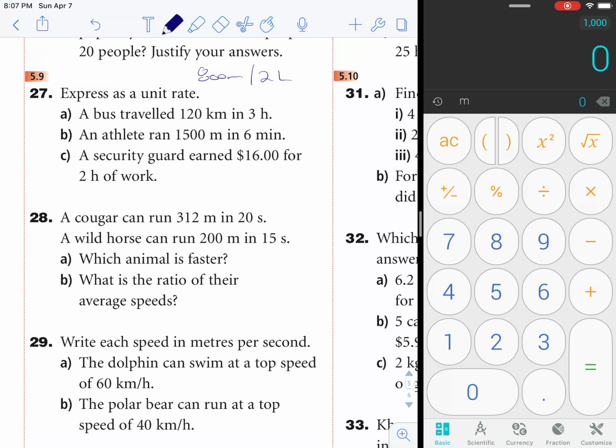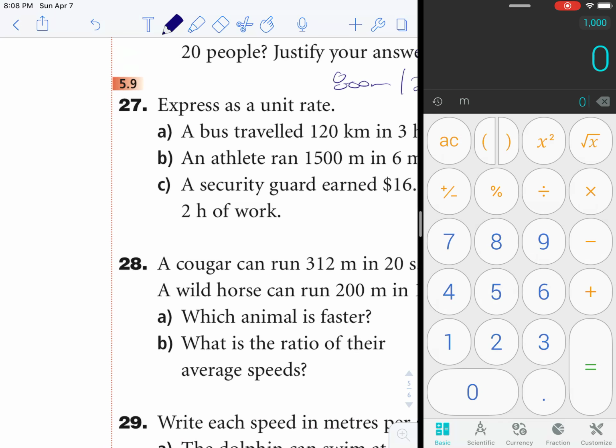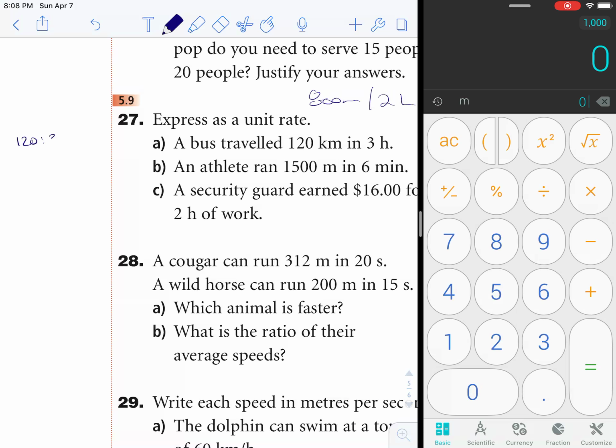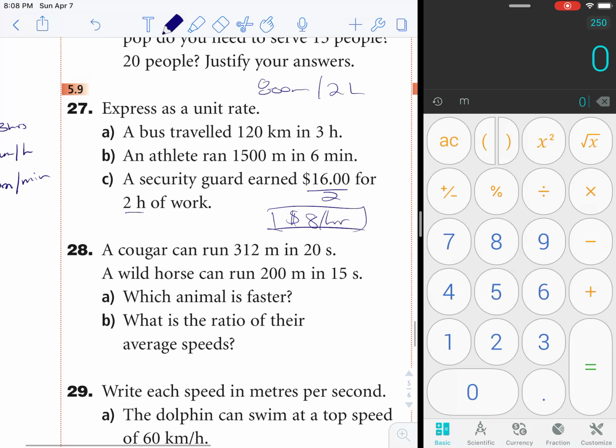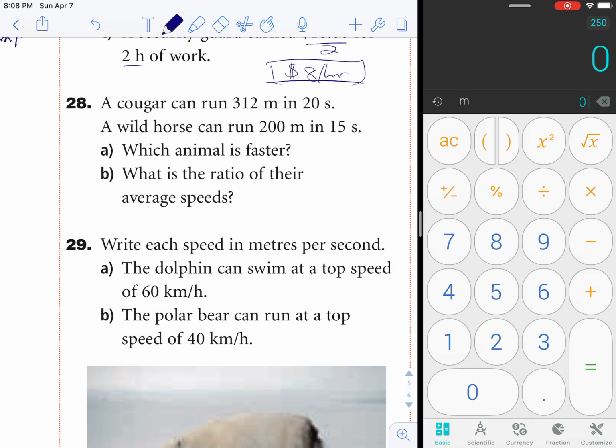Okay, unit rates. 120 kilometers in 3 hours. I'll do it over here. Okay, so 120 in 3 hours. So you divide each by 3. 120 divided by 3. That gives us 40 kilometers per hour. 1,500 divided by 6 minutes. So that's 250 meters per minute. Okay. Security guard earns 16 for 2 hours of work, so divide this by 2, and that's going to be $8 per hour, which is against minimum wage code nowadays.